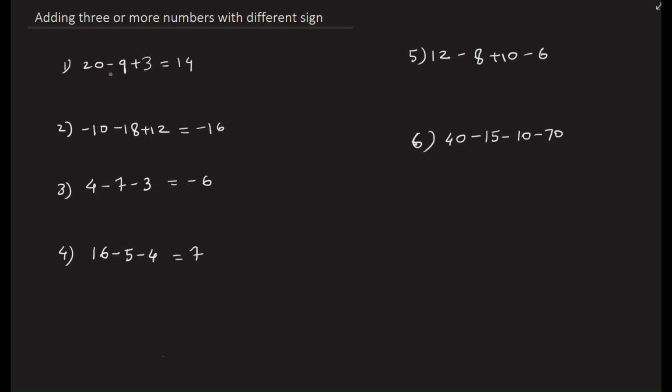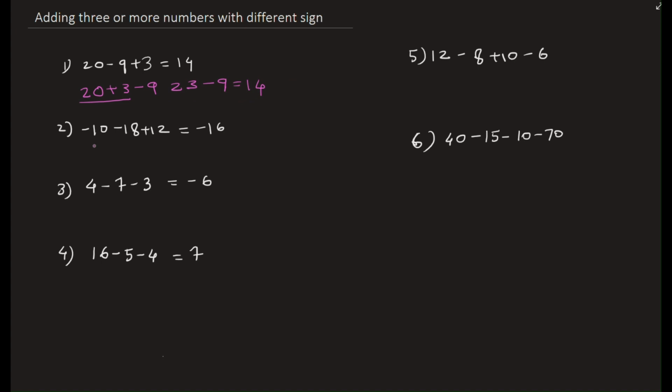So first it is 20 minus 9 and plus 3. So I have 20 plus 3 minus 9. First I add 20 and 3, which equals 23, and 23 minus 9 equals 14. The number with the greater absolute value, the sign of that number will be the sign of the answer. Here the greater absolute value is 23, so the sign of the answer will be positive.